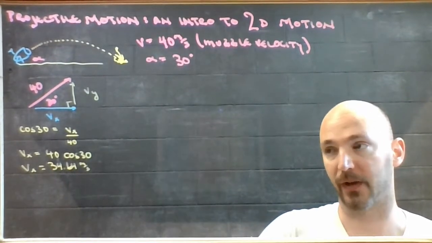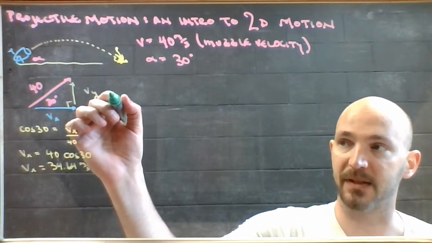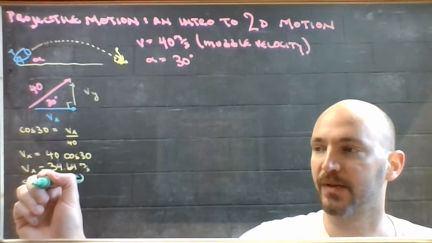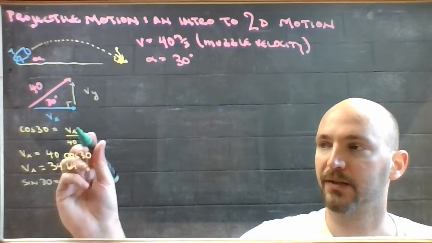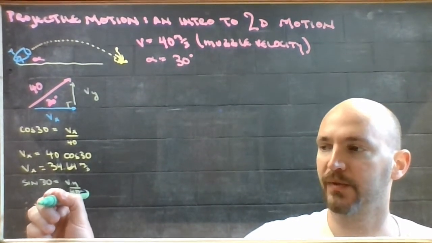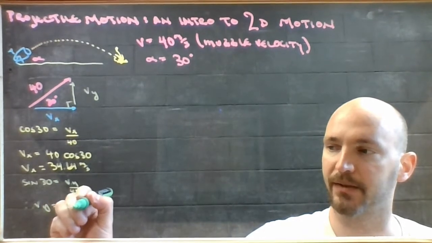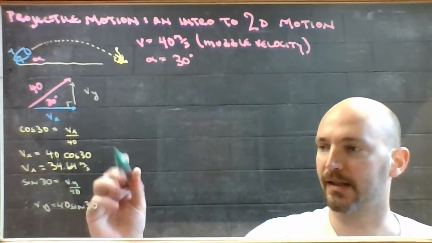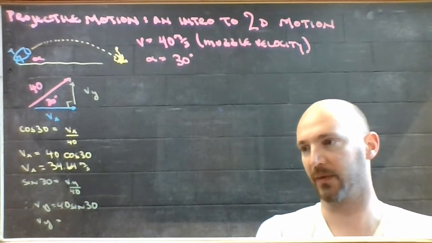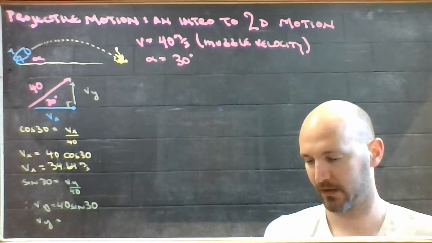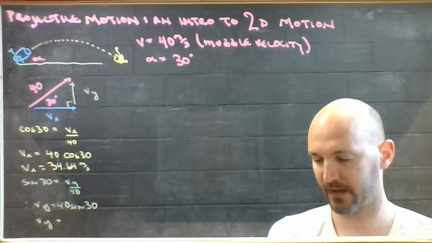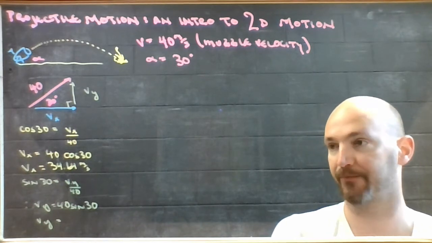And in the vertical direction, that would be the opposite side and the hypotenuse with the angle. That's a sine ratio. So sine of 30 gives me Vy over 40. Therefore, Vy is 40 sine 30. And sine 30 is 0.5, so Vy would be, let me just confirm that. Sine 30 is 0.5 times 40 gives me 20.